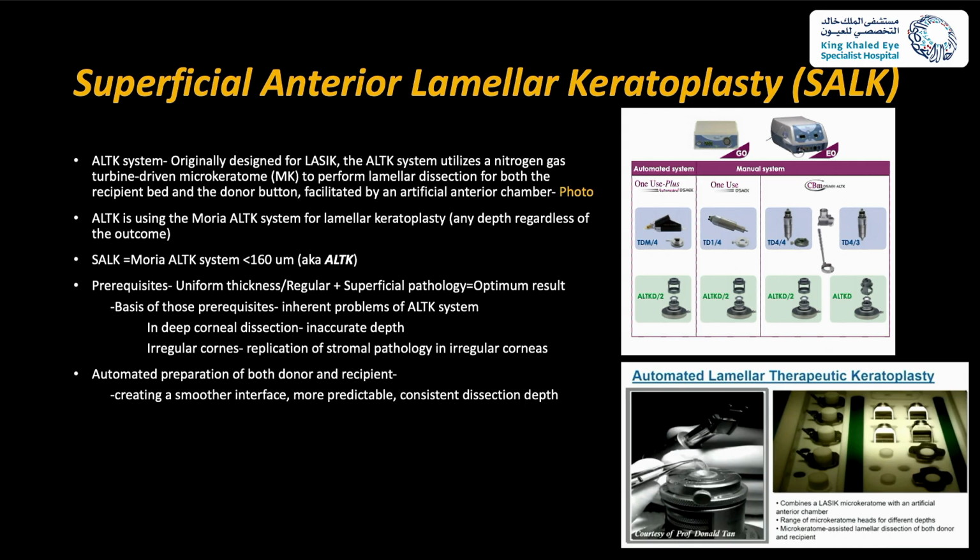The prerequisite for superficial anterior lamellar keratoplasty is to have uniform or regular thickness, as well as superficial pathology in the first 200 microns. What is the basis of these prerequisites? There are inherent problems of the ALTK system. In deep corneal dissection, it loses its accuracy in depth detection. And in irregular corneas, because we are applanating the cornea, it replicates the stromal pathologies in the irregular cornea.